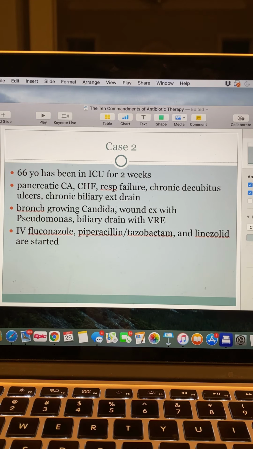The second case, a 66-year-old in the ICU for 2 weeks. He has pancreatic cancer and CHF. He has respiratory failure. He has a chronic decubitus wound and chronic biliary drain. His cultures from the BAL are growing Candida. Wound cultures are growing Pseudomonas. His biliary drain is growing VRE. Antibiotics are started. Fluconazole, Zosyn for the Pseudomonas, and linezolid is started for the VRE in the biliary drain.